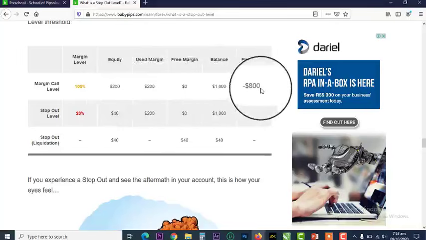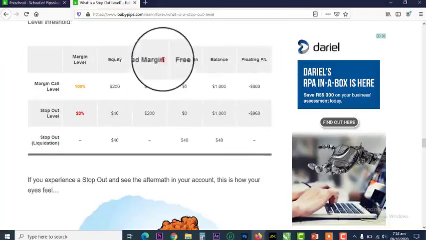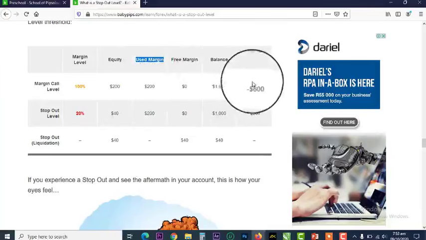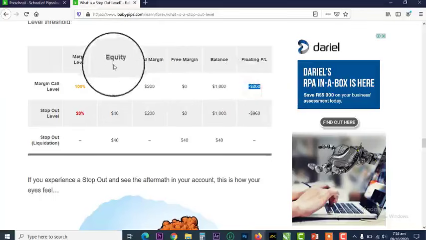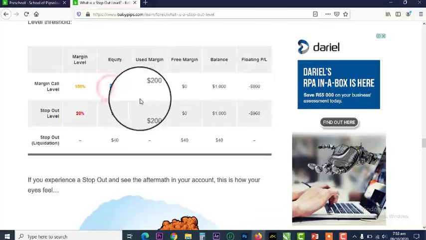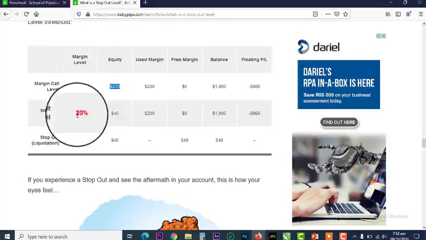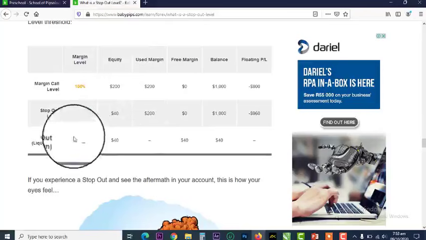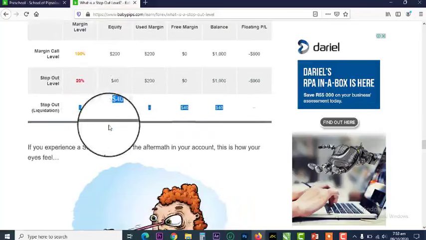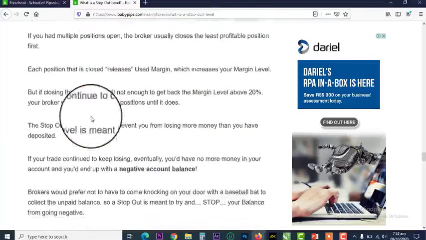Profit or loss is 800. So why do we have 800 here? Because you have used $200 and you are negative 800, and as a result of that your equity is just $200, right? And so when your margin level gets to 20%, you get a margin call or you get stopped out. And if you do not get stopped out, what will happen is that you have a zero account balance of $40 left. Yeah, it's as simple as that.